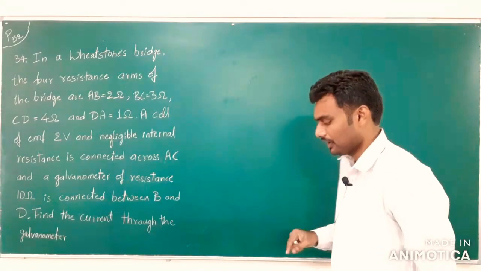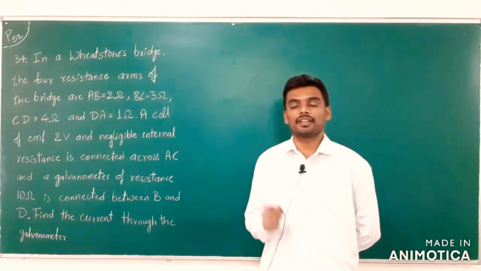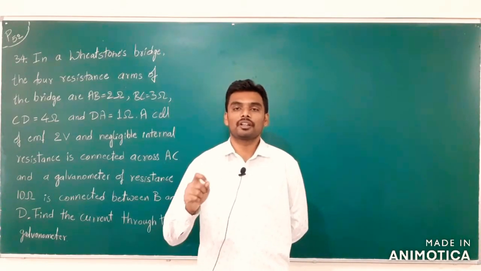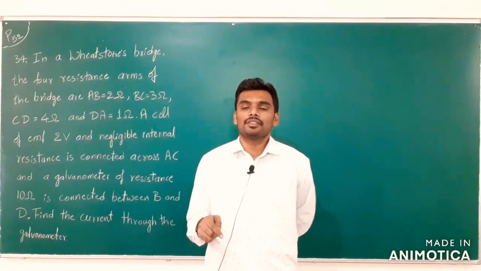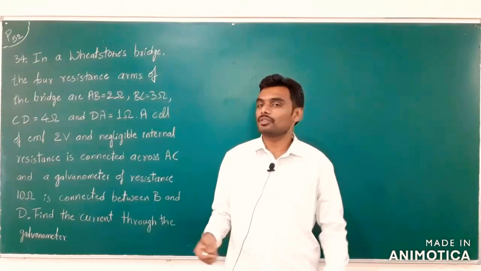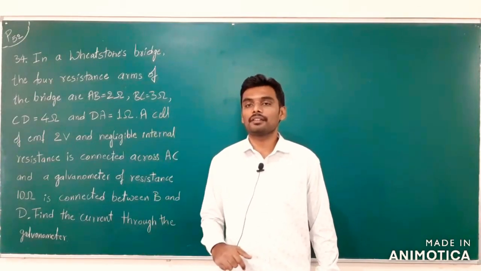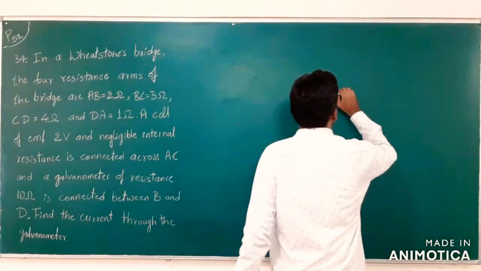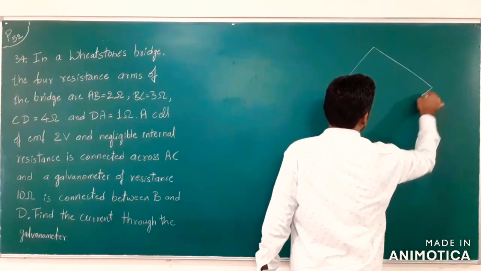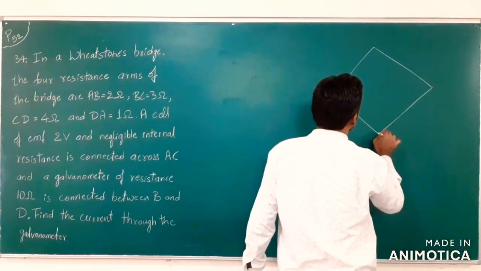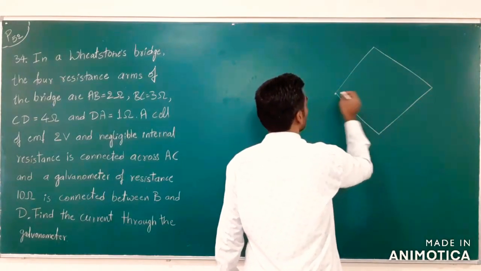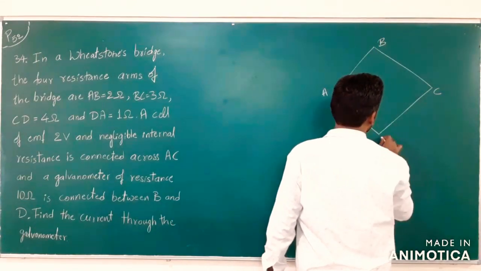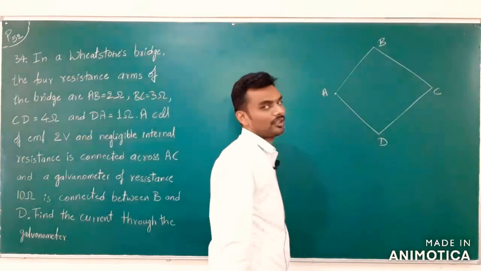So this question is based on a galvanometer, and it is not mentioned that the galvanometer is balanced. First let us draw the circuit for the given data of the question. It's a Wheatstone's network that we have. Okay, how do we name that? A, B, C, D. This is the Wheatstone's network.